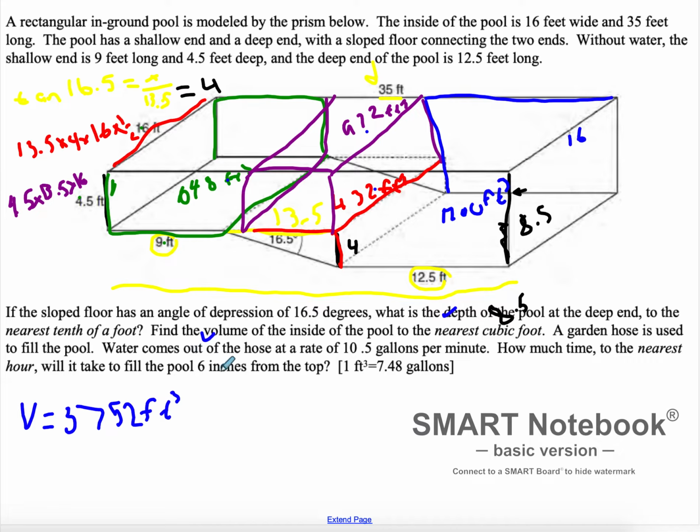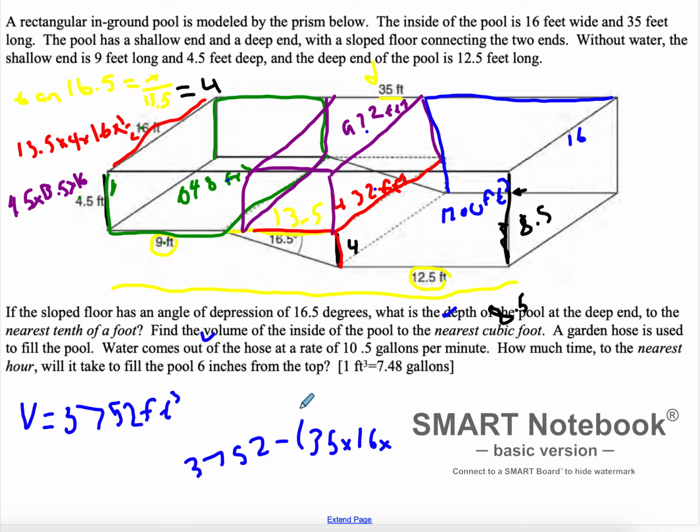But they're asking us for volume for 6 inches from the top. So what I'm going to have to do is take this volume and divide out 6 inches from the top. So that's pretty easy, actually, because it's just going to be this volume, right, minus whatever 6 inches from the top would be, right? So I'm going to do 35, because I know my length is 35, times 16, because that's going to be my width for the whole pool. And this is in feet, okay?